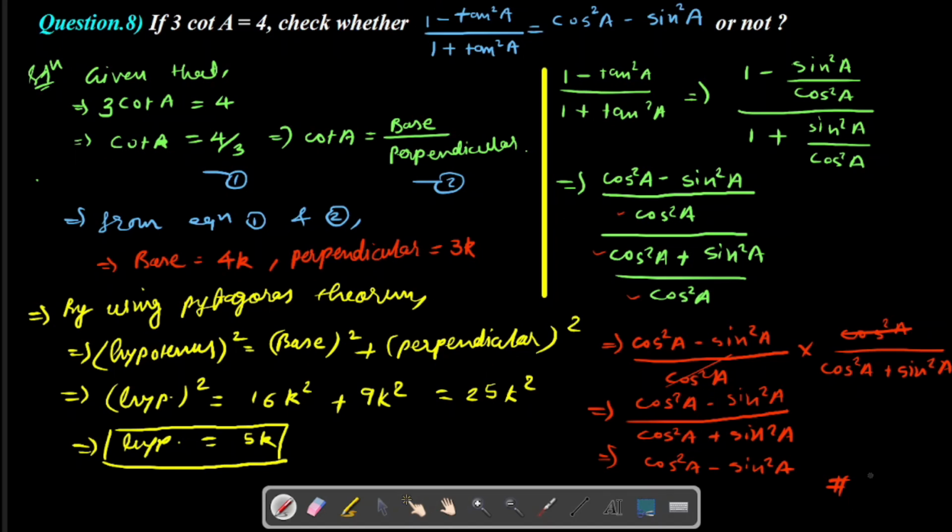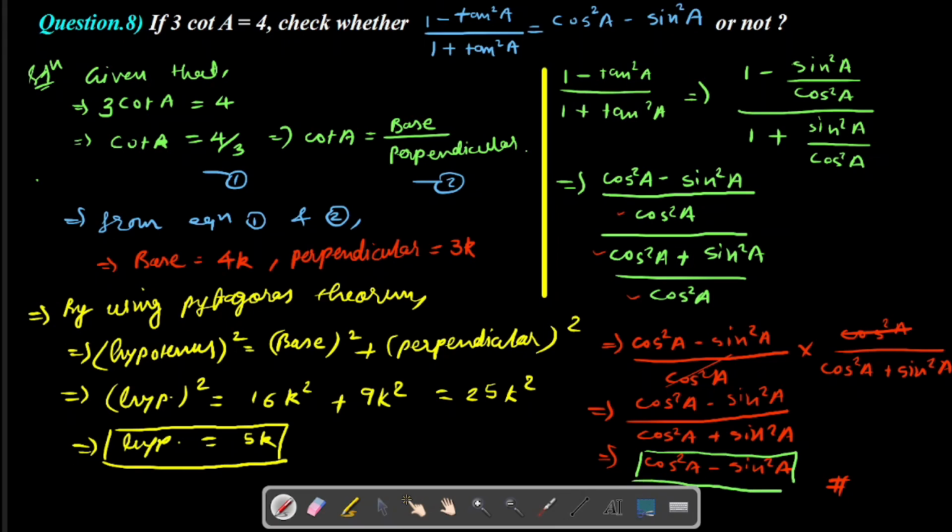Okay, so that's our question. We can do it in two ways. This is the first way here. We just simplify this and we will get the other side of the equation. We start with 1 minus tan square A upon 1 plus tan square A, simplify it, and we get this solution, which is the RHS, right?